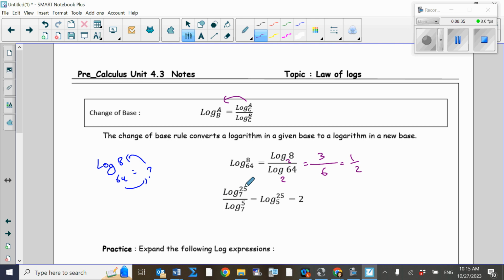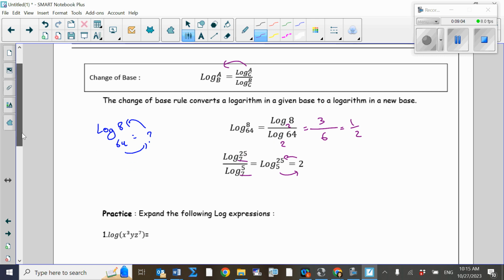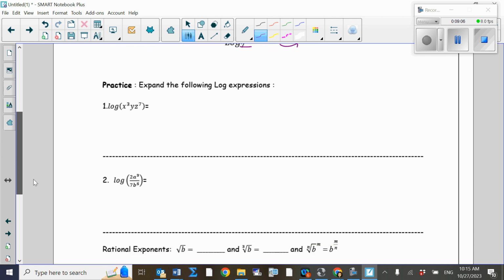So you see the argument of the top will go here as the argument of the new log, and the argument of the bottom is going to be here as the base. And I got rid of these two bases. I don't need them anymore. So that's just log of 25 base 5, and that's equal to 2 because 5 to the power of 2 is equal to 25. So these were a few rules that we use to simplify log expressions. And now we're going to practice them here.